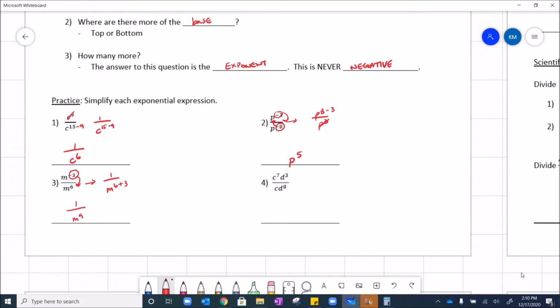Number 4, we have 2 bases now. Remember, we're keeping the c's with the c's and the d's with the d's. Is everybody happy? Yes. I'm going to remind myself that that is an exponent of 1. With the c's, there are more c's in the top, so on the top I'm going to do 7 minus 1. With the d's, there are more d's in the denominator, so I'm going to move that 3 down, minus 3. So my final answer gives me c to the 6th over d to the 5th.